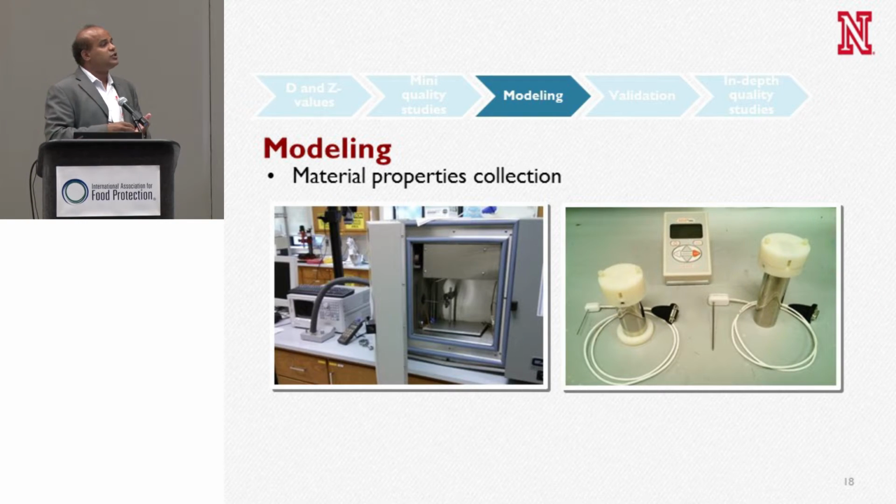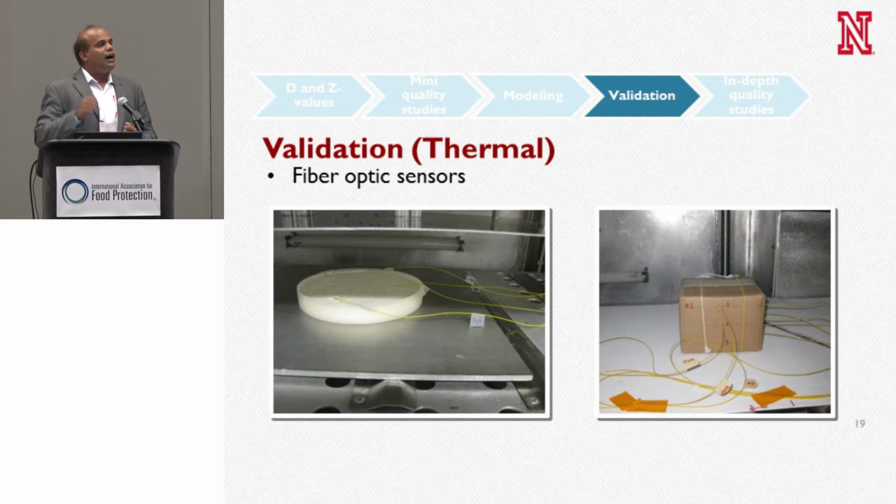For those things, you have to determine the dielectric properties and thermal properties for the range of products encountered in that industry. Another difference is that in traditional thermal processing, you use a typical thermocouple. Because an electromagnetic field is involved, you cannot use a traditional thermocouple. You have to use fiber optic sensors for the validation.